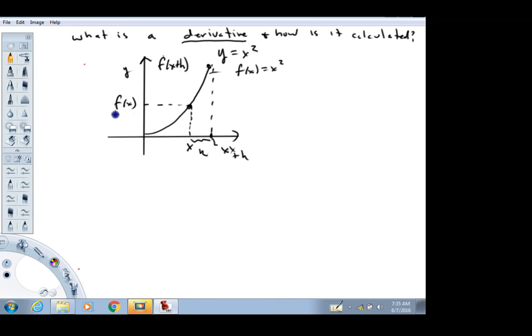By leaving this f of x and this f of x plus h, this language is basically good for any function. f of x in this example is equal to x squared. f of x plus h in this example is equal to x plus h, the quantity squared. Now I'm going to draw on the tangent line. I'm sorry, not the tangent line, the secant line. The secant line is the line that goes through the 2 points on my curve.